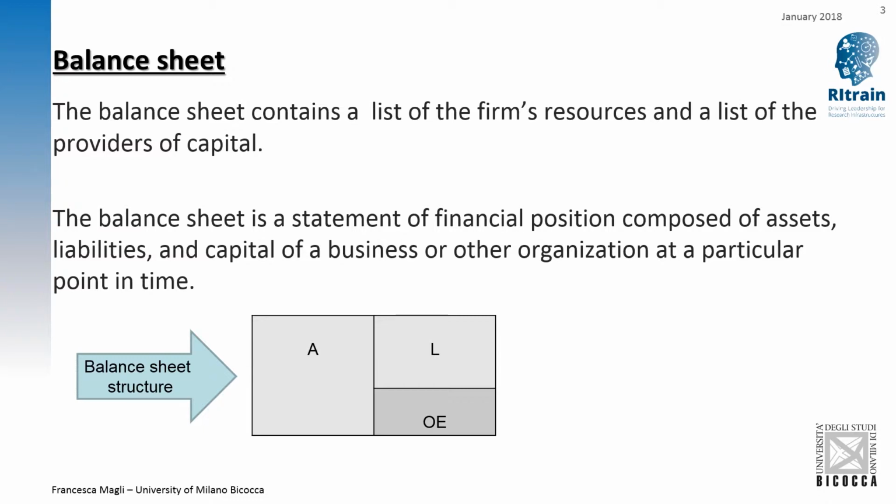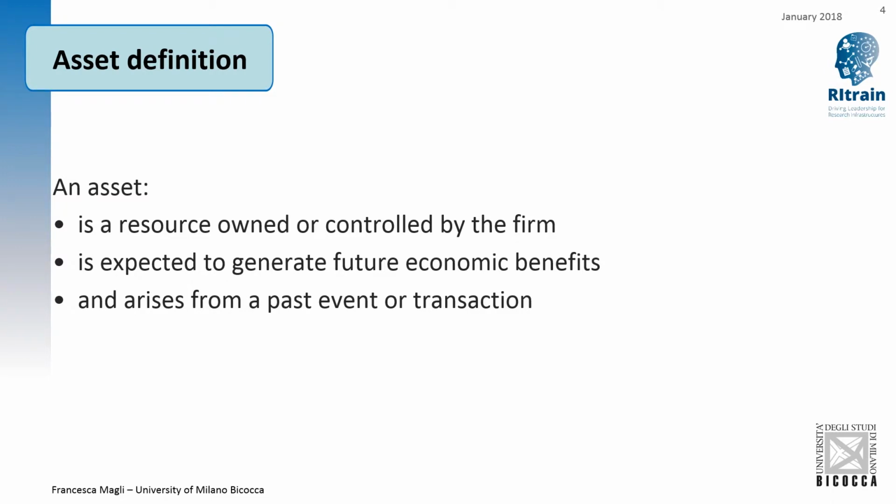But what is an asset? An asset is a resource owned or controlled by the firm. It is expected to generate future economic benefits and arises from a past event or transaction. Assets are the economic resources owned by the company.